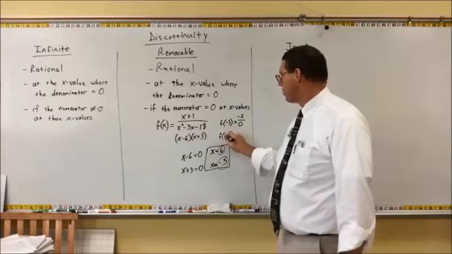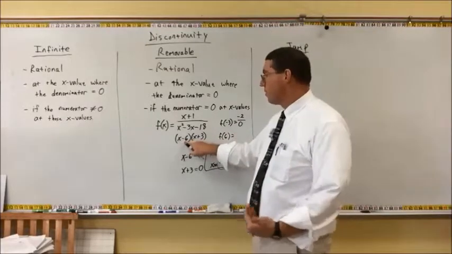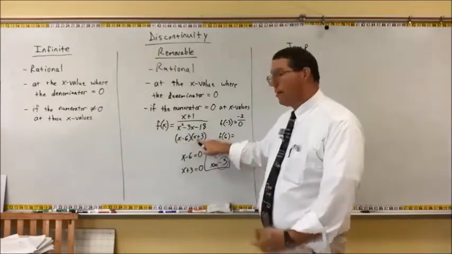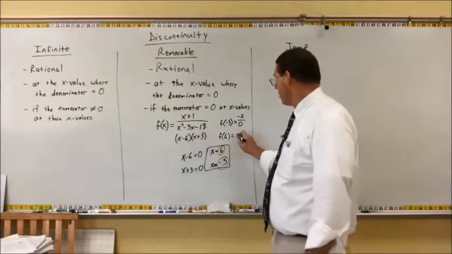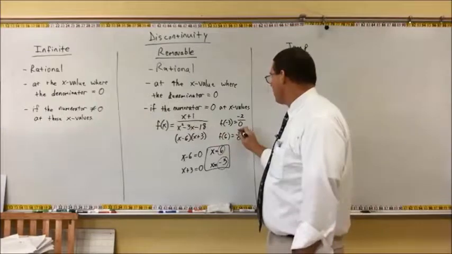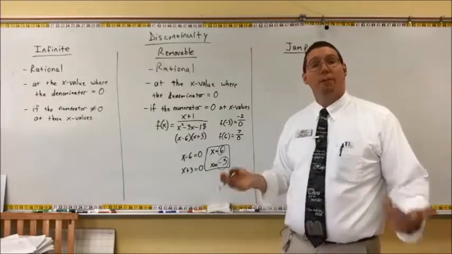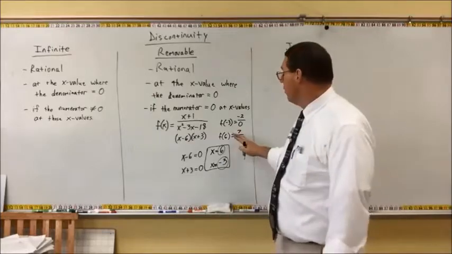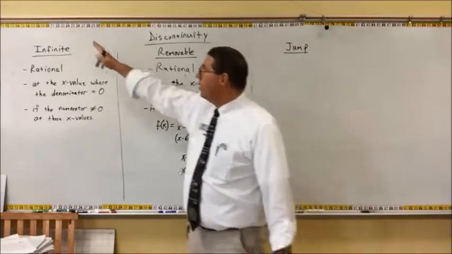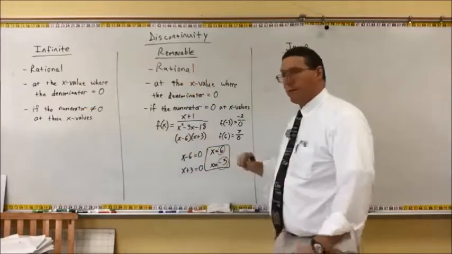Now let's plug in 6. What is f of 6? Well, when we plug 6 into the denominator, we get 6 minus 6 is 0. 0 times this is 0. So we get 0 in the denominator. But in the numerator, 6 plus 1, that's 7. We get 7 over 0. Again, the numerator is not 0. Therefore, this function has a second infinite discontinuity at 6.